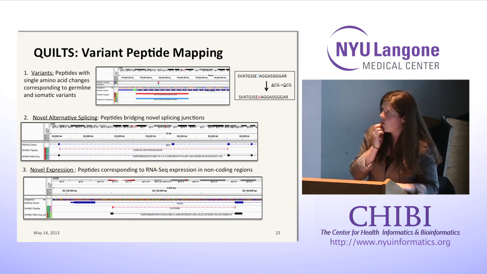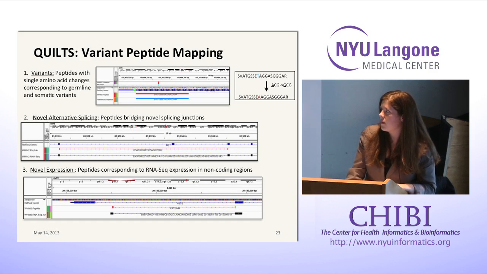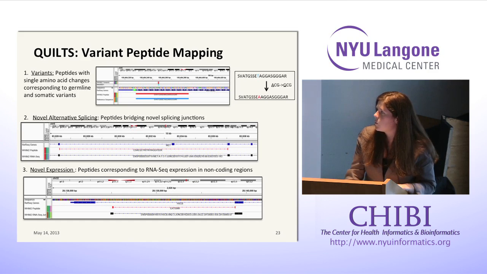We can also look at novel alternative splicing. Here we have our reference gene in blue, our RNA sequencing in black. And as you can see, the RNA sequencing shows that it skips this exon here. And we identified a peptide that bridges these two exons, which is evidence of this skippage in the peptides as well. And then we can also see novel expression. So again, this is our reference. This is our RNA-seq data. And here, the RNA-seq shows that there is expression in this intronic region, which we did find in peptide form.